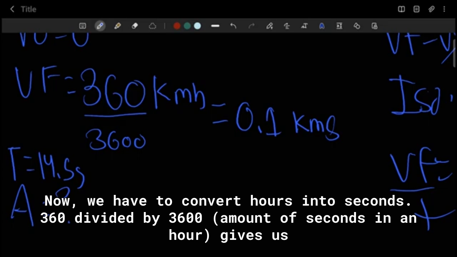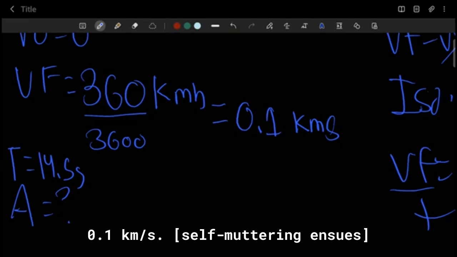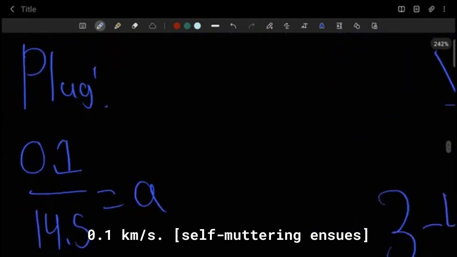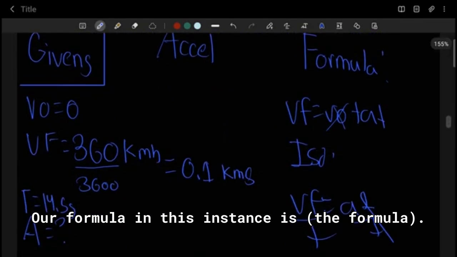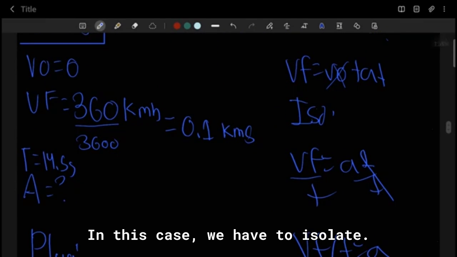360 divided by 3,600, the amount of seconds in an hour, gives us 0.1 kilometers per second. That does not look good. Our formula in this instance is VF is equal to VO plus AT. In this case, we have to isolate.